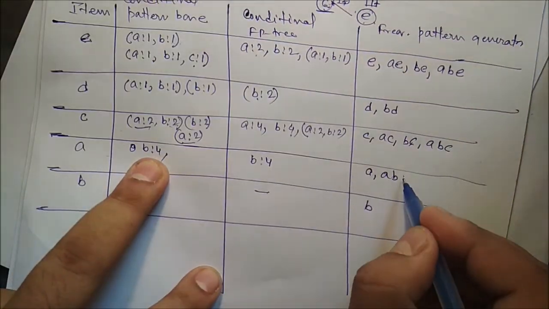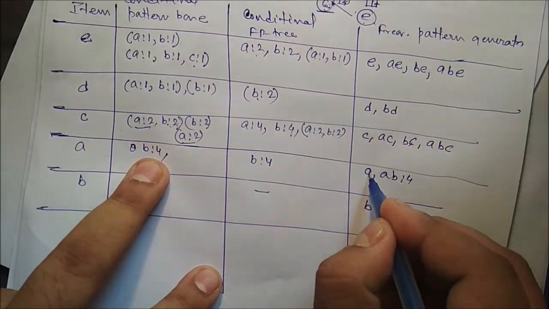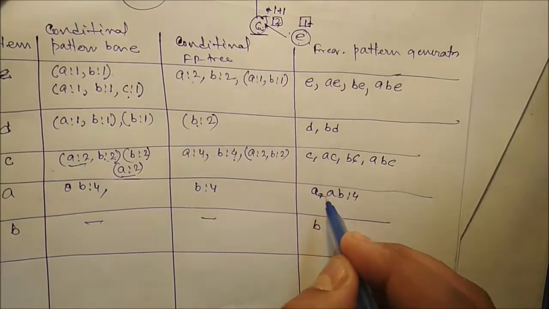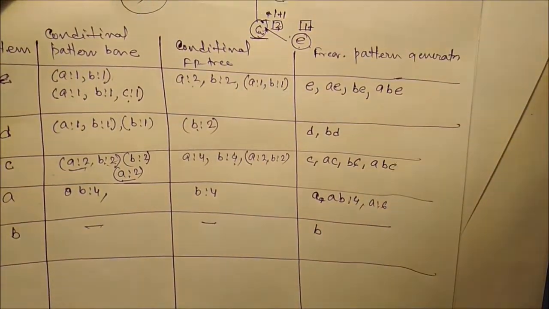Suppose B is 4, so we can write 4 here. Okay, A how many times? A is 6 times. So here you can write A6. Okay, A6, and so on for the rest.